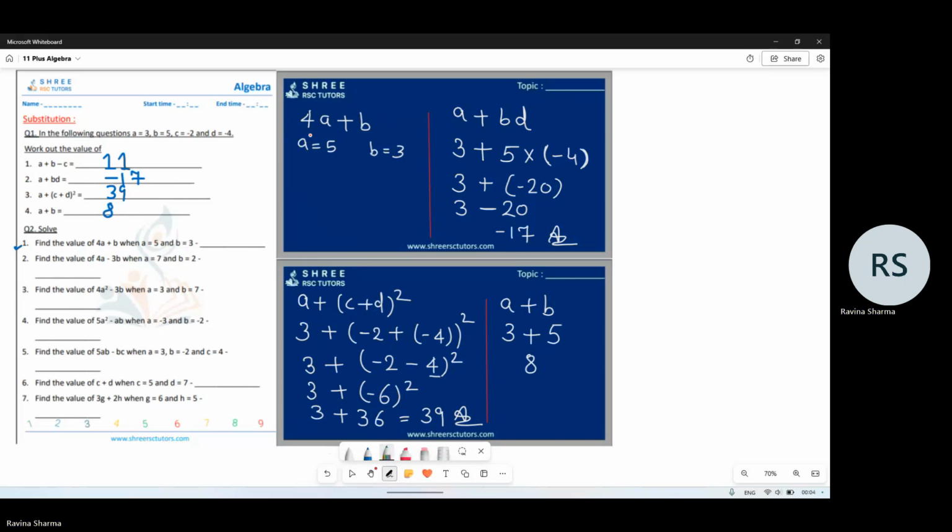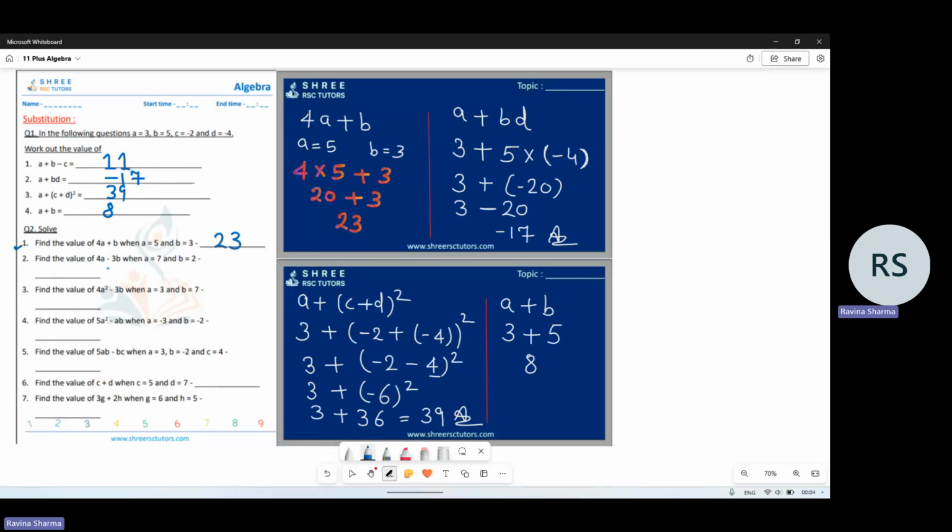So how can you do this question? For that, we will write the 4. The value of a is 5, so we can write 4a. 4a means 4 multiplied by a, so 4 multiplied by 5, plus the value of b, which is 3. Now 4 times 5 is going to be 20, and plus 3 is going to be 23. So this is how we reach our answer for this question, which is 23.